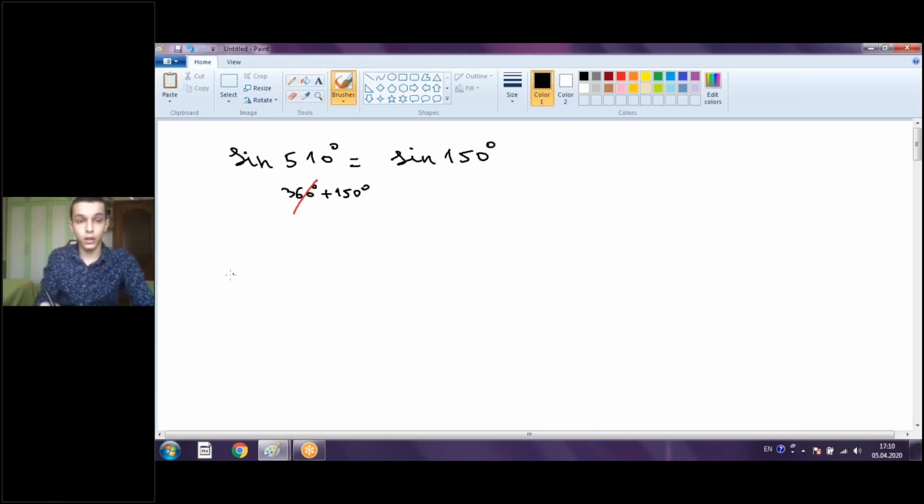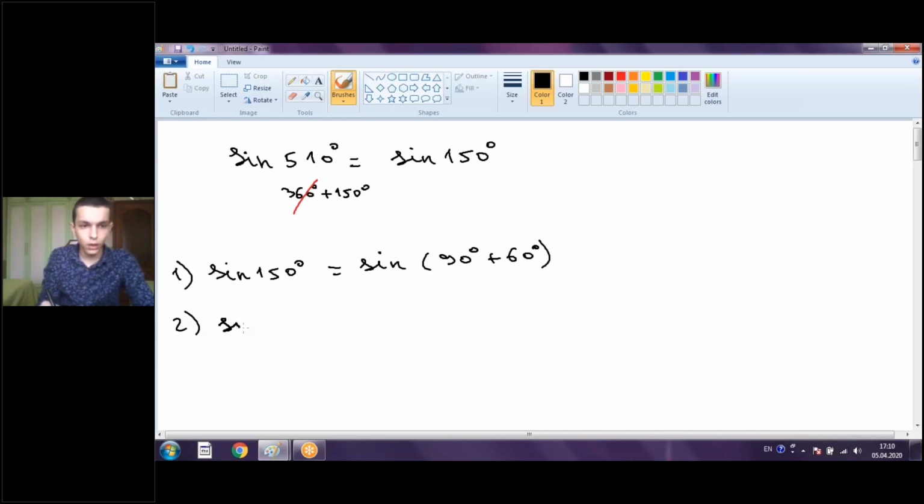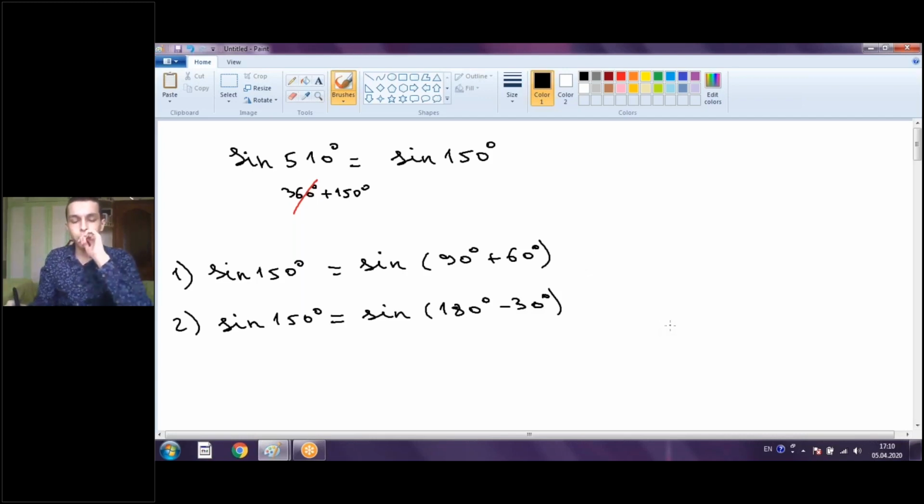Now about the other steps. So sine 150 degrees, you can write either sine of 90 degrees plus 60 degrees, because it's in the second quadrant between 90 and 180, or you can write it as 180 degrees minus 30 degrees. Okay, that was your second step. You can write one of them, it doesn't matter. As I mentioned before, you will get the same result. Third step, you check the sign of your function.